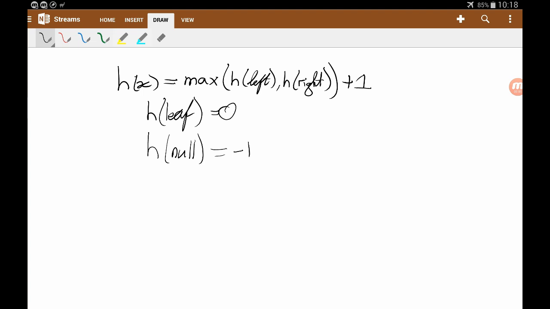So the AVL condition says, take the height of the left node and compare it with the height of the right node. The difference between them, in absolute terms, must never be more than 1. So the difference between the left and the right must always be 1, 0, or minus 1. That's the AVL condition, and we'll see that in any tree where that is always the case, we're guaranteed that the height of that tree will be logarithmic.